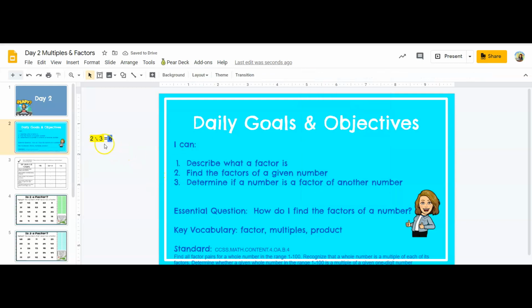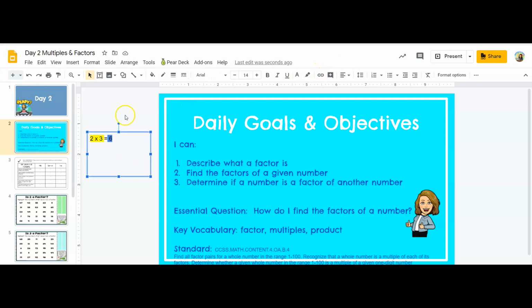So the factors of 6 include 2 and 3. There are multiple factors for 6, also including 1 and 6. So if I was to give you a given number, for example, the number 12, what are the different factors of the number 12? Your job is to find out those factors. That's what number 2 is saying.